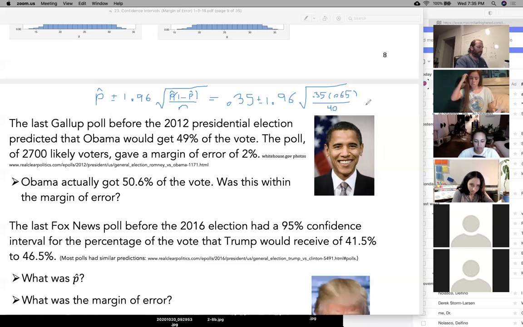What do we get when we do that? I'm sorry, under the radical symbol, it says 0.35 and then parentheses, what is that? 0.65. Okay. It's 1 minus 0.35. So what do we get?